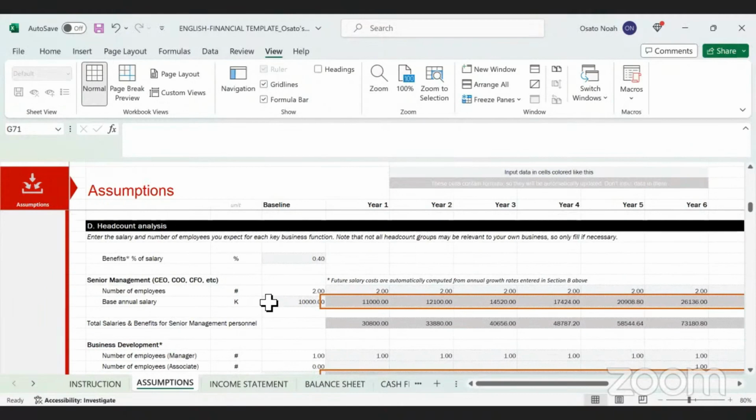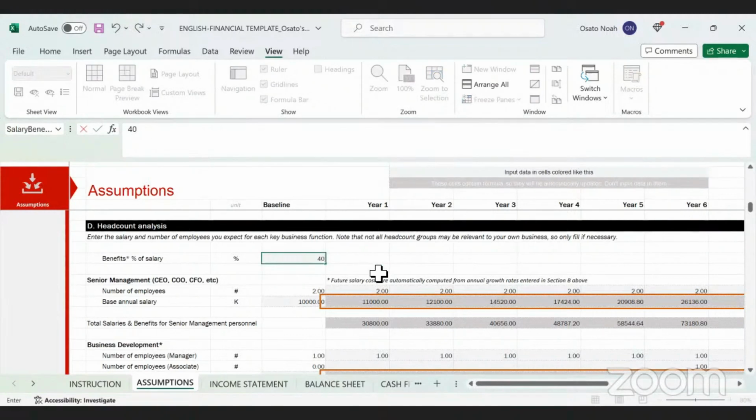The head count. Head count is the staff you want to have. So we are saying we are starting a new company. Our head count talks about staff. And because we cannot just know the benefits, we can't get to the finite details of the cost, we said that the salary or benefit that our staff will have is 40%. So 40% of what the salary is. So everybody's benefit is 40% of their salary.